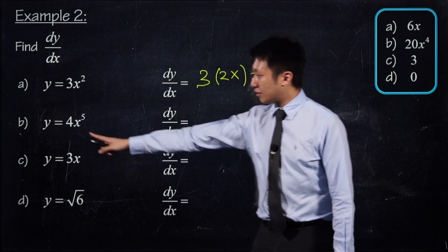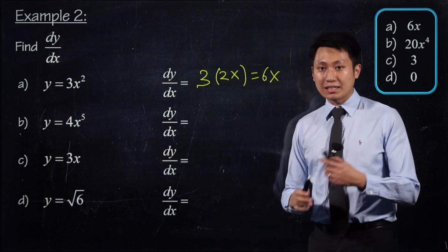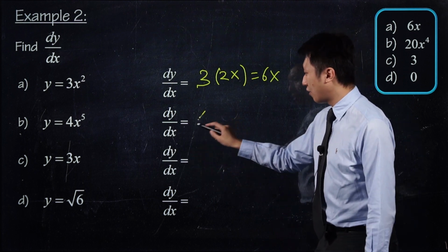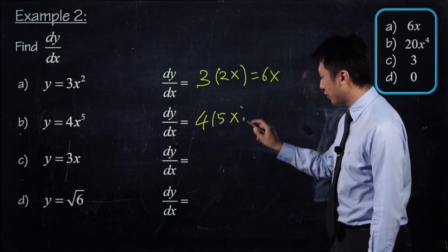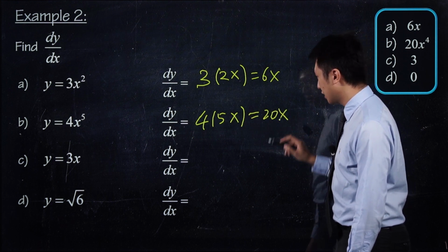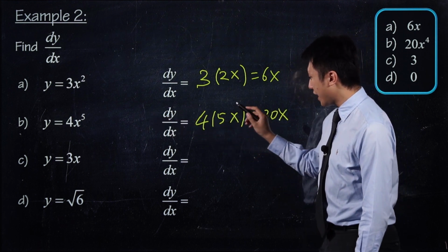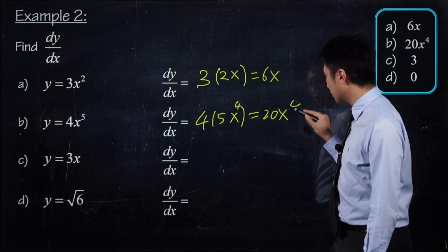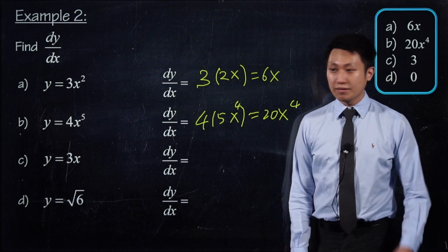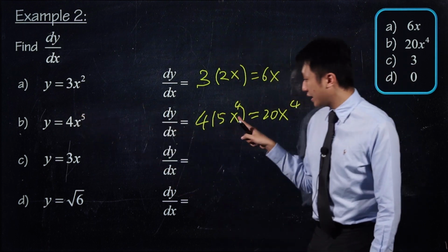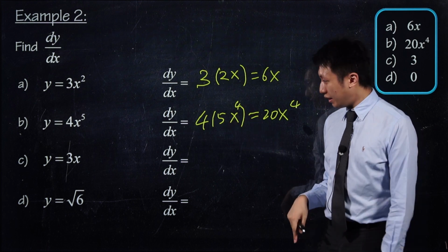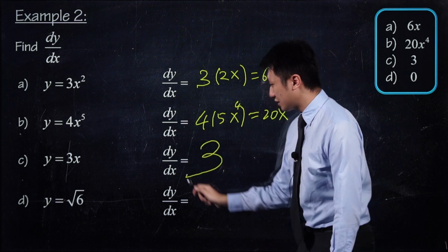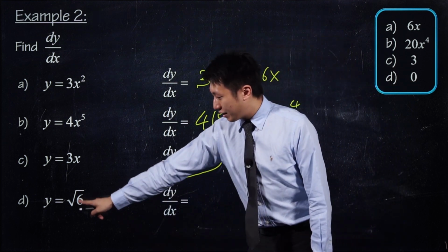Okay, next, this one is the same thing. If you are slightly faster now, you get this one as 4 times 5x. So it's 4 times 5x, so it will give you 20x. Wait, 4 times 5x to the power 4, I didn't see this power 5. Okay, so now it's power 4 here, so it's 20x to the power 4. Okay, sorry about this. X to the power 5, inside should be 5x to the power 4. Okay, then this one is 3x? 3x, differentiate, definitely will be equal to 3. That's so easy. Okay, next one, square root 6.